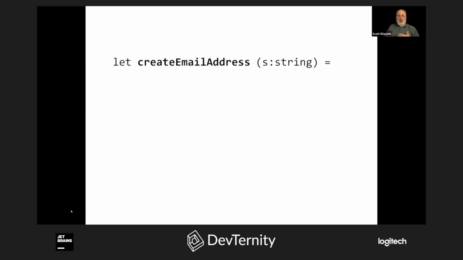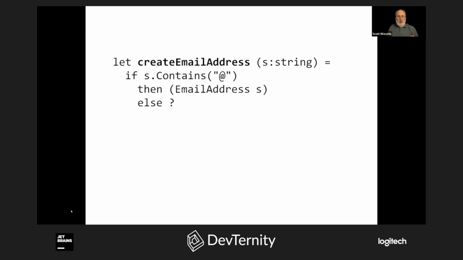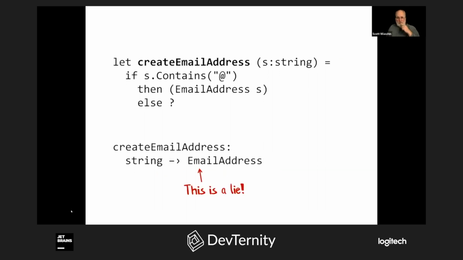So let's say I want to create an email address. What I would say is, does it contain an @ sign? If it does contain an @ sign, then wrap up the string as an email. If it doesn't contain an @ sign, well, that's an error. What am I going to do? I'm not going to return a null. I'm not going to throw an exception, because if you look at the signature, the inputs and outputs, if it looks like this, you give me a string and I'll give you back an email address as the output, that's actually a lie, because some of the strings I give you are not valid email addresses, right? If you ever see something like this, this is a lie. This is going to fail at runtime.